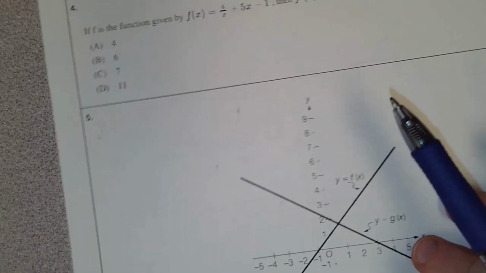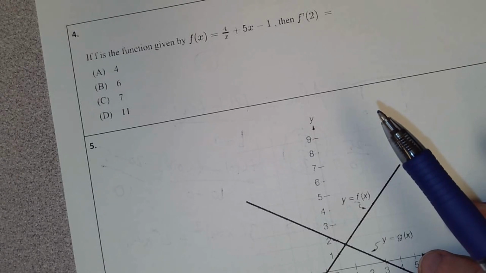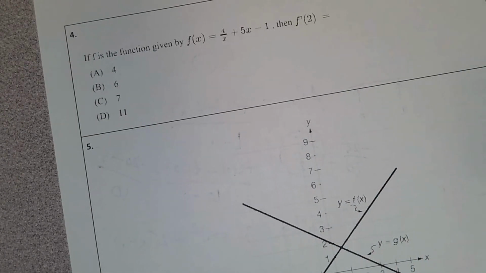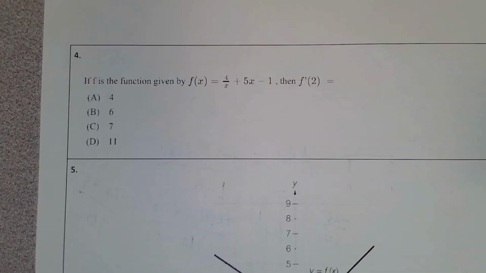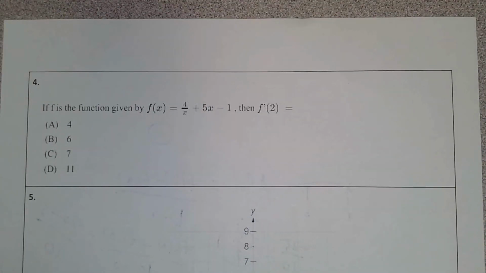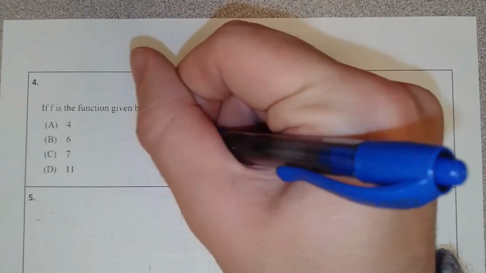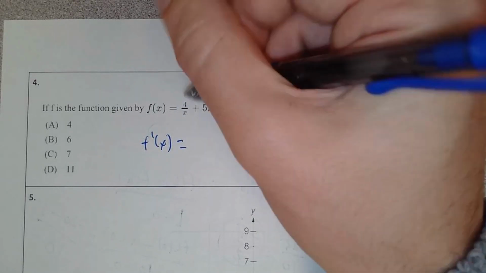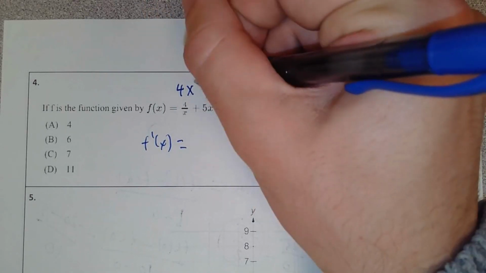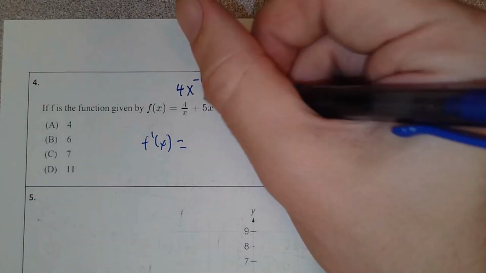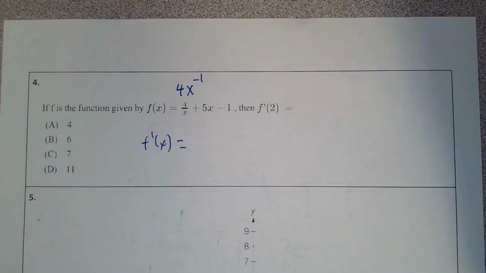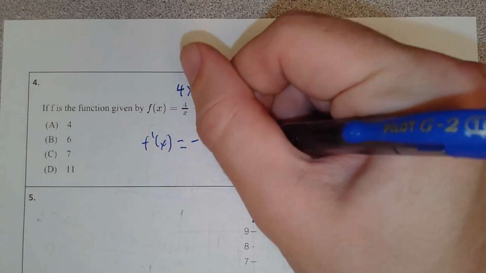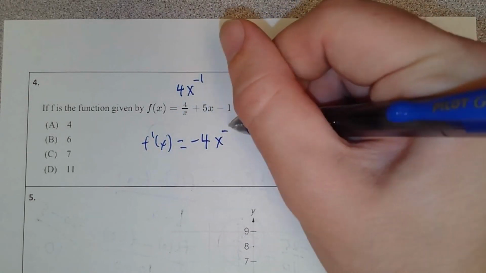All right, moving on, number 4. If f of x equals 4 over x plus 5x minus 1, then f prime of 2, the derivative at 2, equals what? So you need to find the derivative. Okay, so 4 over x is 4x to the power of negative 1. 5x is 5x, minus 1 doesn't change. Power rule this. Negative 1 times the 4 is negative 4x to the power of negative 2.